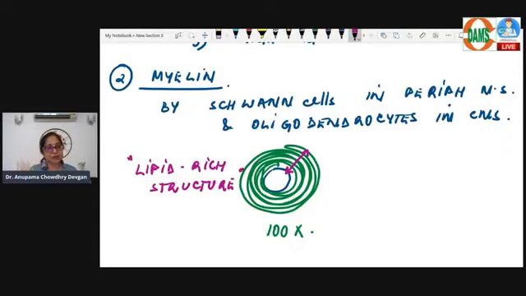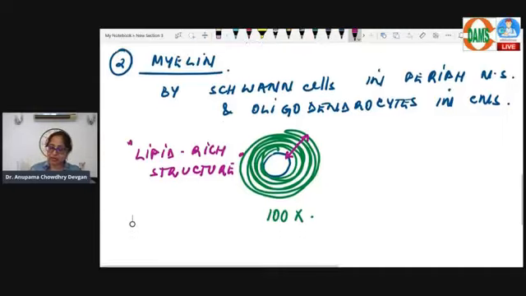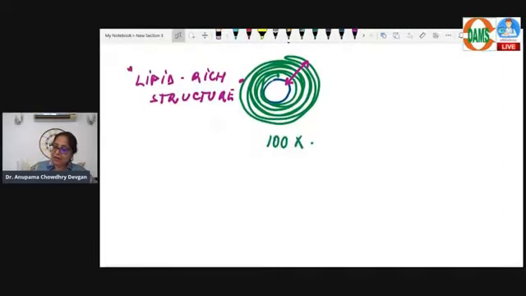How is myelin produced? In the peripheral nervous system, the Schwann cell wraps itself around the axon at least about 100 times. And these successive layers of the cell membrane of the Schwann cell get compacted, and that forms the myelin. Myelin is a lipid-rich structure.